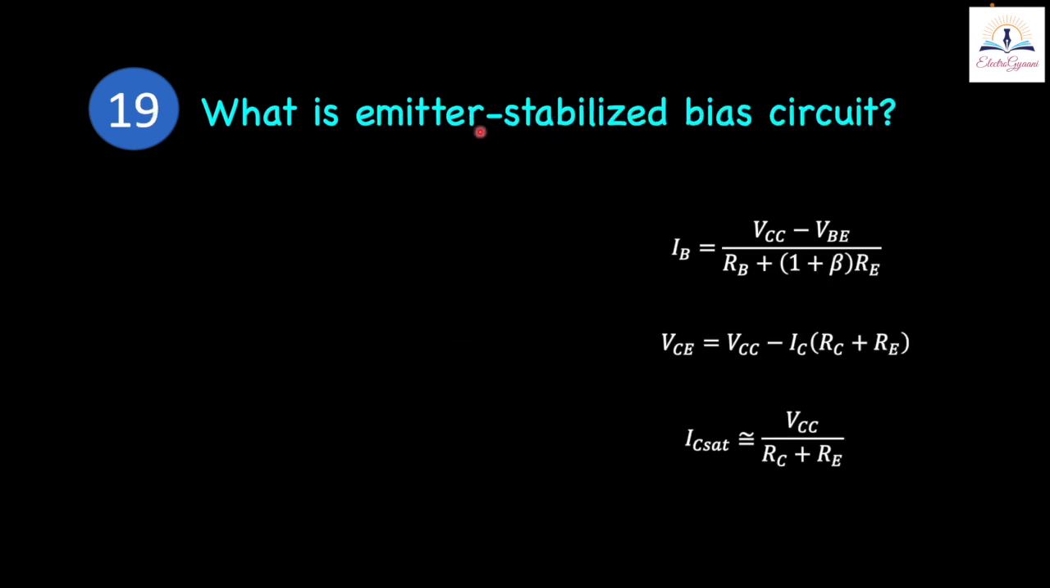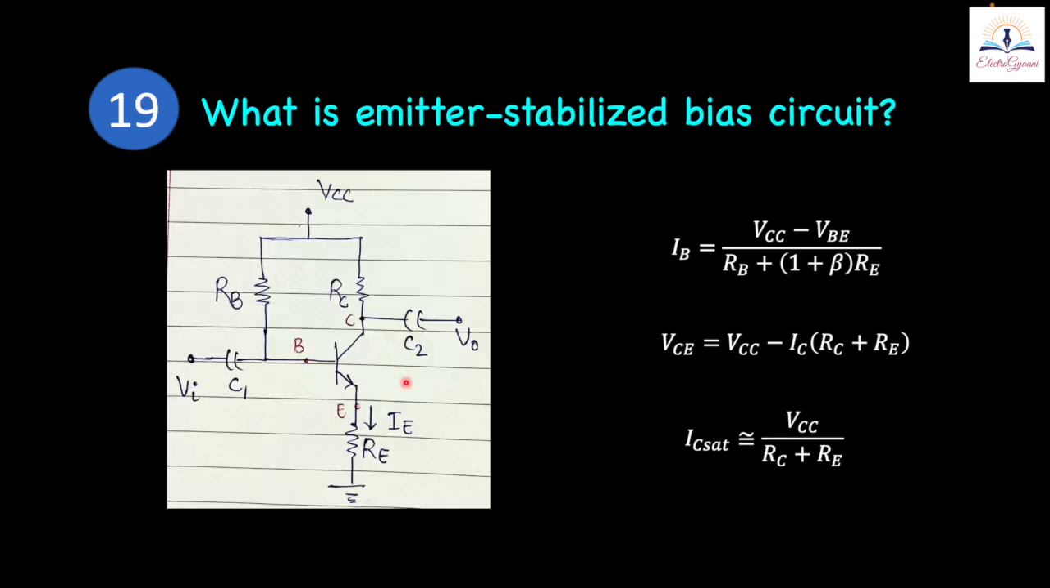The next bias circuit is the emitter stabilized bias circuit. Here the emitter resistance is used at the emitter terminal, and now let's see how it will affect the base current. The base current is given by VCC minus VBE upon RB plus (1 plus beta) RE, and the VCE voltage is given by VCC minus IC (RC plus RE). So here the saturation current IC is almost equal to VCC upon (RC plus RE). This circuit is more stable than the earlier fixed bias circuit.